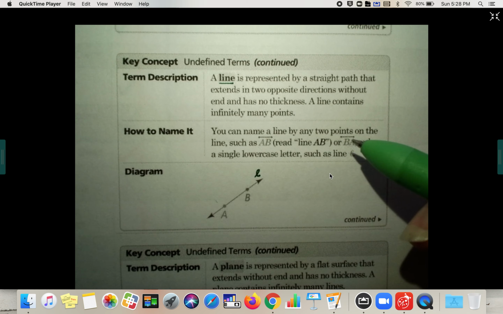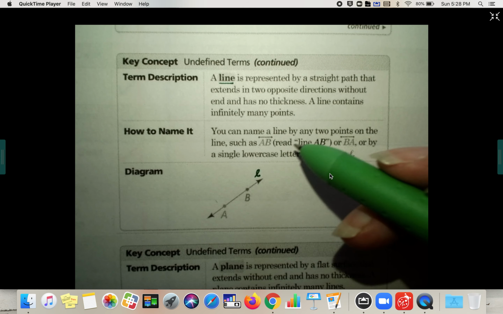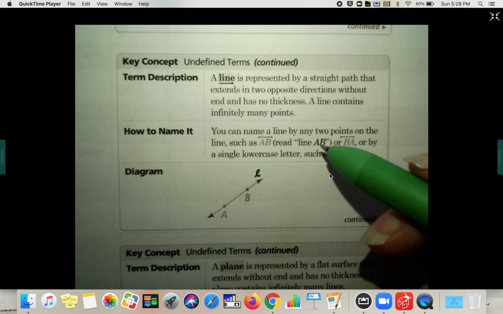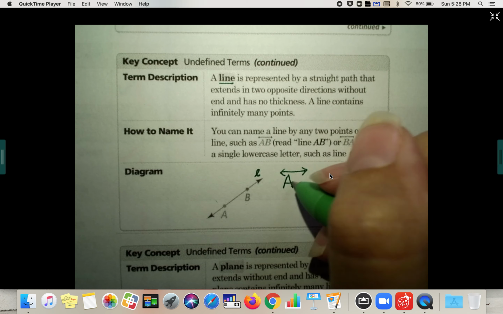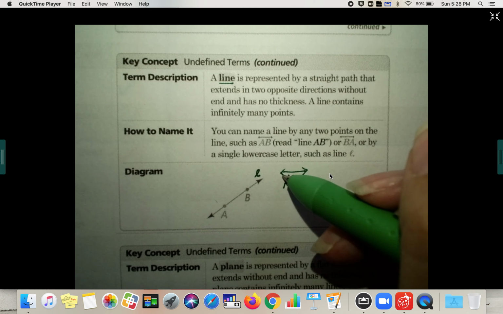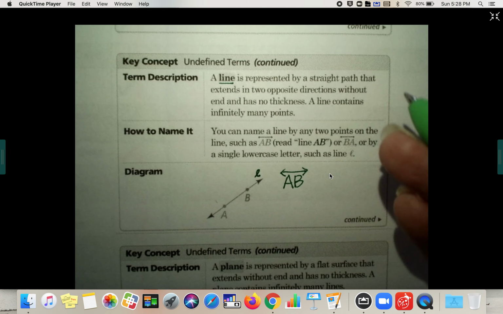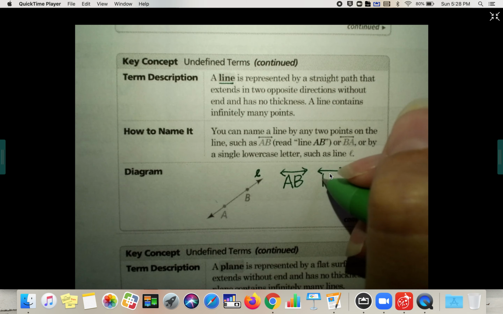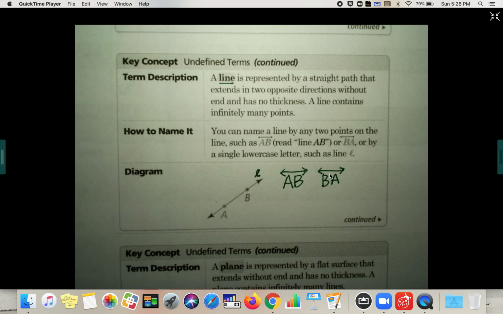So you can name a line by any 2 points on the line, such as line AB. This is read line AB, so that's just how you pronounce it, but you would write it like this, line AB. Please be sure you do have arrows on both ends. That's the thing that signifies that it is a line. Or you can read it going the other direction, line BA. And both of these are correct. Lines could go this way or this way. They extend in both directions forever, so it doesn't matter.